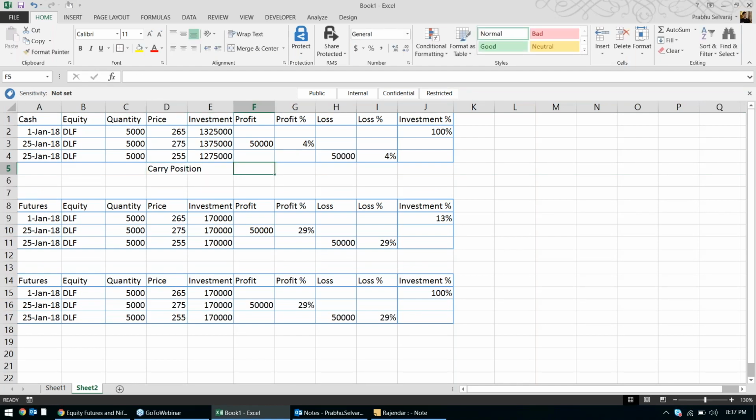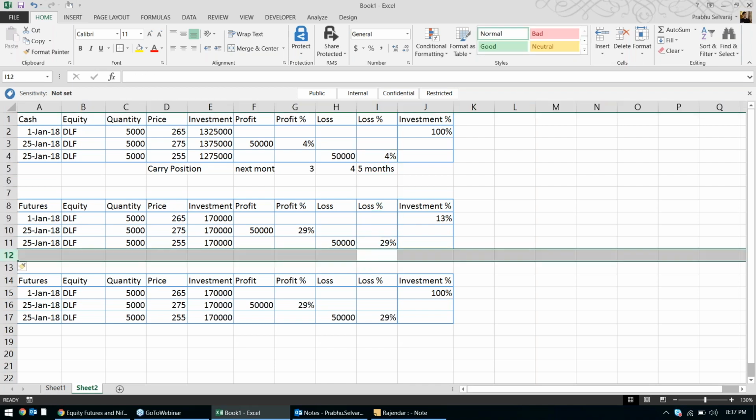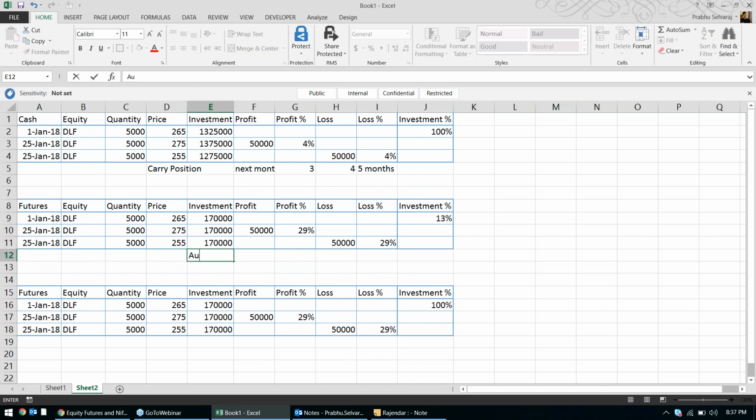I will carry my position in the cash market. I will sell next month, after 3 months, after 4 months, after 5 months also I will sell my position. I need not worry about squaring off my position. My loss will still remain 4%. However, in the case of futures, I have to square off my position before expiry.